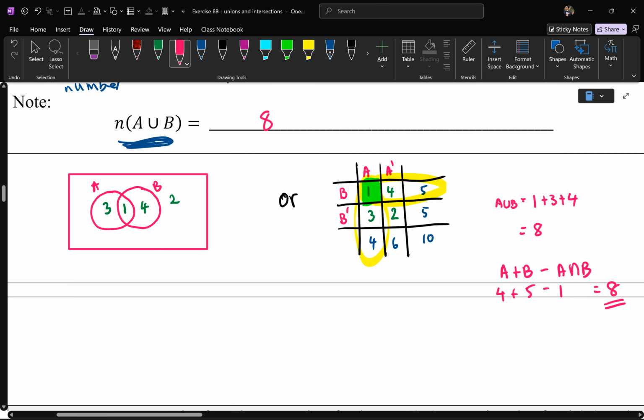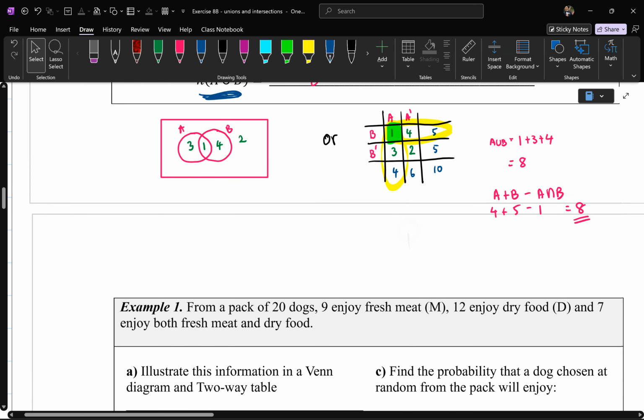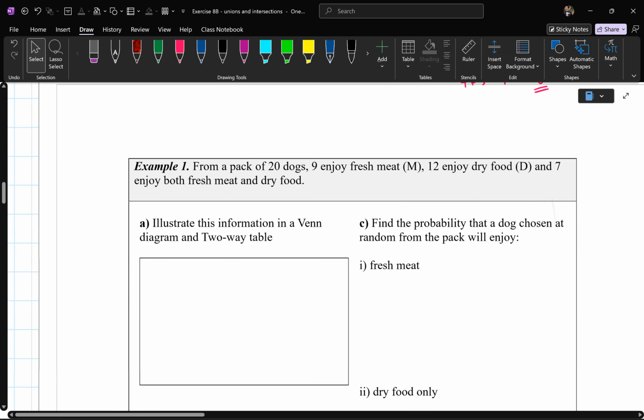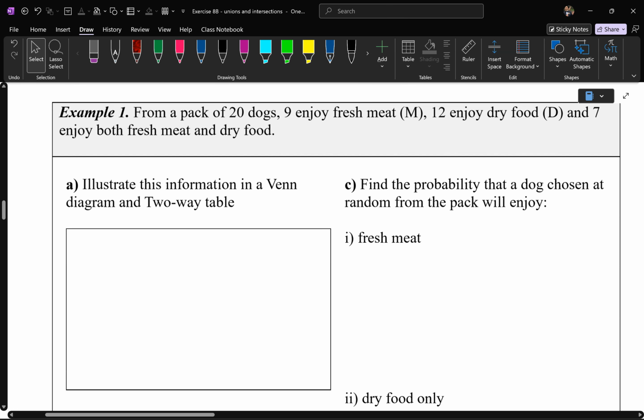So Sanvi's addition rule, that could be useful, but if you know how to read the regions, either way you can get 8. 3 ways to get 8 there. So far so good? Alright. Alright team. Let's do one last example and then that's it for today. Flip over. Here we go.